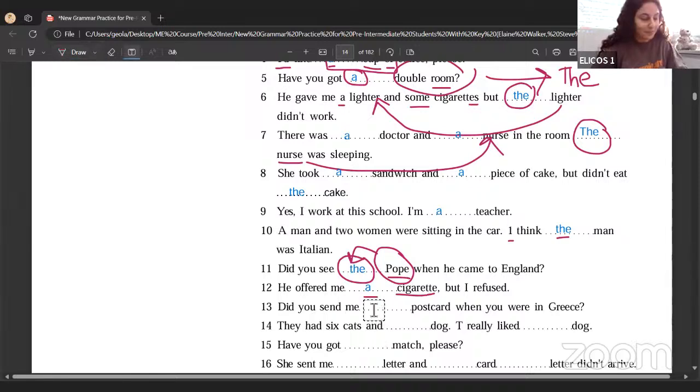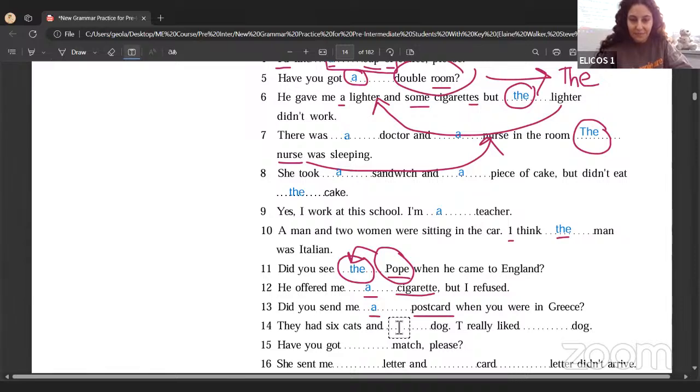Thirteen. Did you send me a postcard when you were in Greece? Yeah, did you send me a postcard when you were in Greece? Yeah, the first time I mention it. Yeah, a postcard.